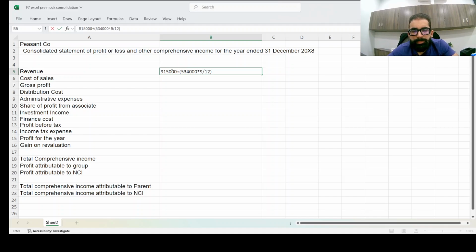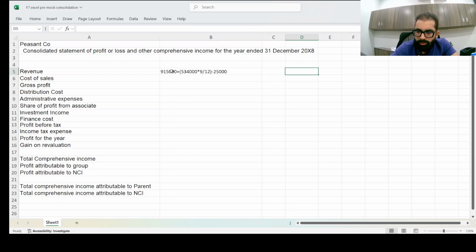Now, hope you remember there is a P2S sale as well. The P2S sale was 25,000, so we'll remove that. Now let's calculate the total. The total will be 915,000 plus 534,000 times 9 upon 12, minus 25,000. 129050 is the answer. 129050 is your sales. The first thing is done.